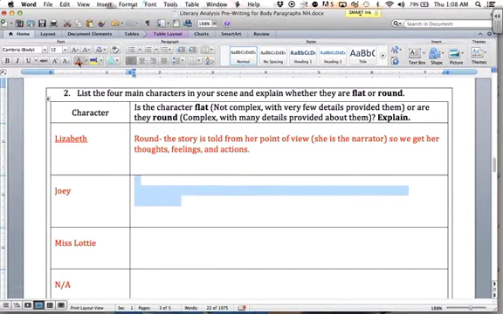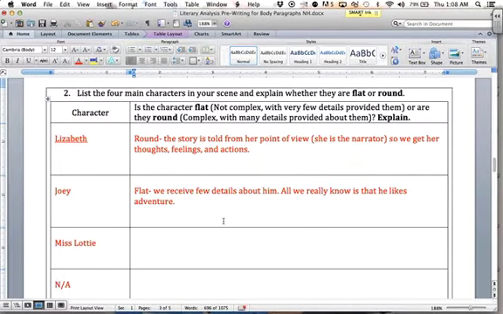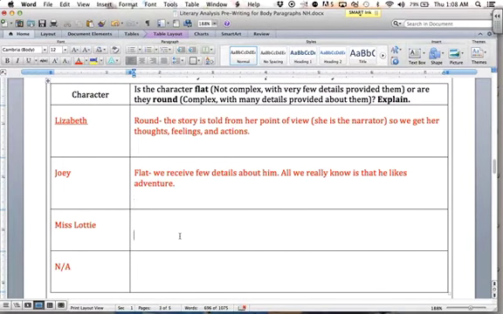Joey, he is a flat character. We don't receive a lot of information about Joey. All we really know about him is that he likes adventure. Now, it's important to note that, even though we don't get a lot of information about Joey, even though he is a flat character, he really likes adventure, and that pushes Lisbeth to do things. All right, so it is important that we do mention what we do know about the characters, even if they're flat. Miss Lottie, again, she's a flat character. Just as important, all we really know is that she loves her flowers. NA, no shock here, again, NA.